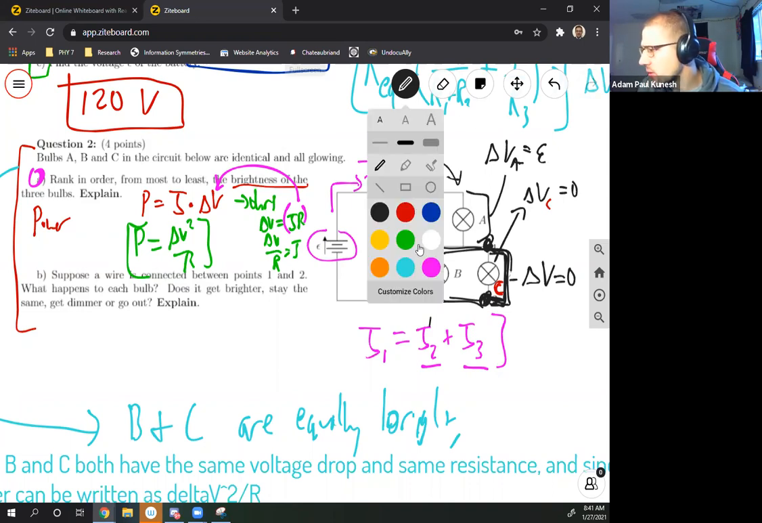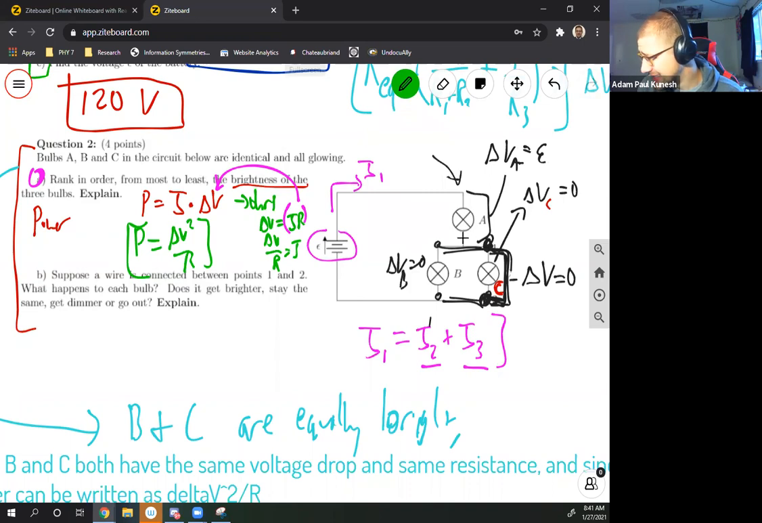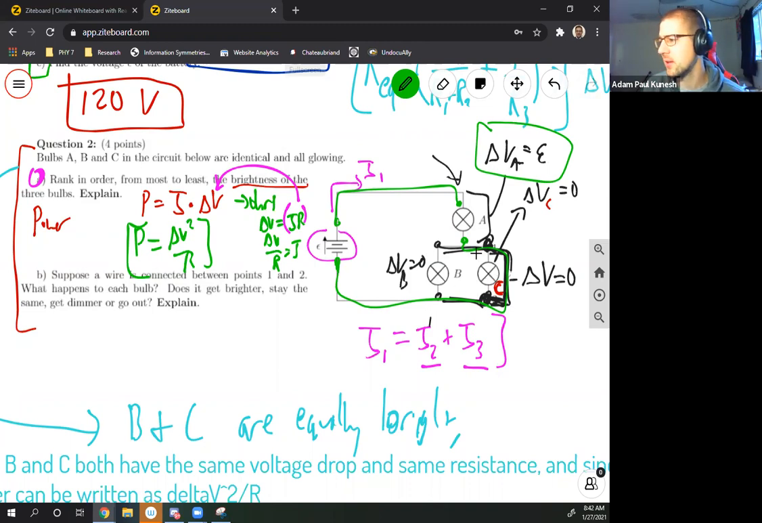Well, I'm going to change colors here. A is now connected by a wire to the negative terminal of the battery and to the positive terminal of the battery. So A now absorbs the entire battery voltage, whereas before it had to split it with B and C, because the BC circuit here is in series with the A resistor. So A is going to get brighter because it's now receiving more voltage for the same resistance.